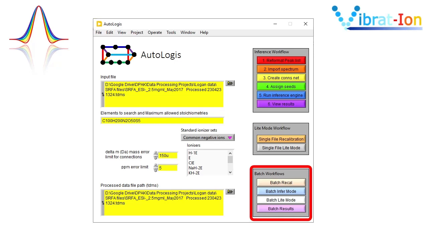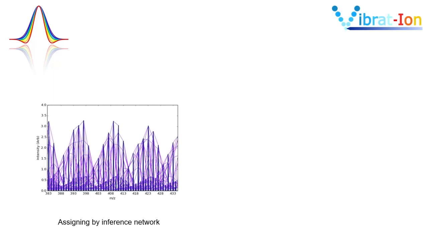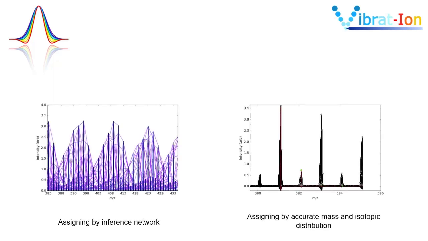These tools allow you to automate the assignment process, not just for single files, but for large batches of even hundreds or thousands of mass spectra. And these batch processing methods allow you to process the data using either the mass difference inference network approach, or by using the accurate mass and isotopic fine structure assignment approach.